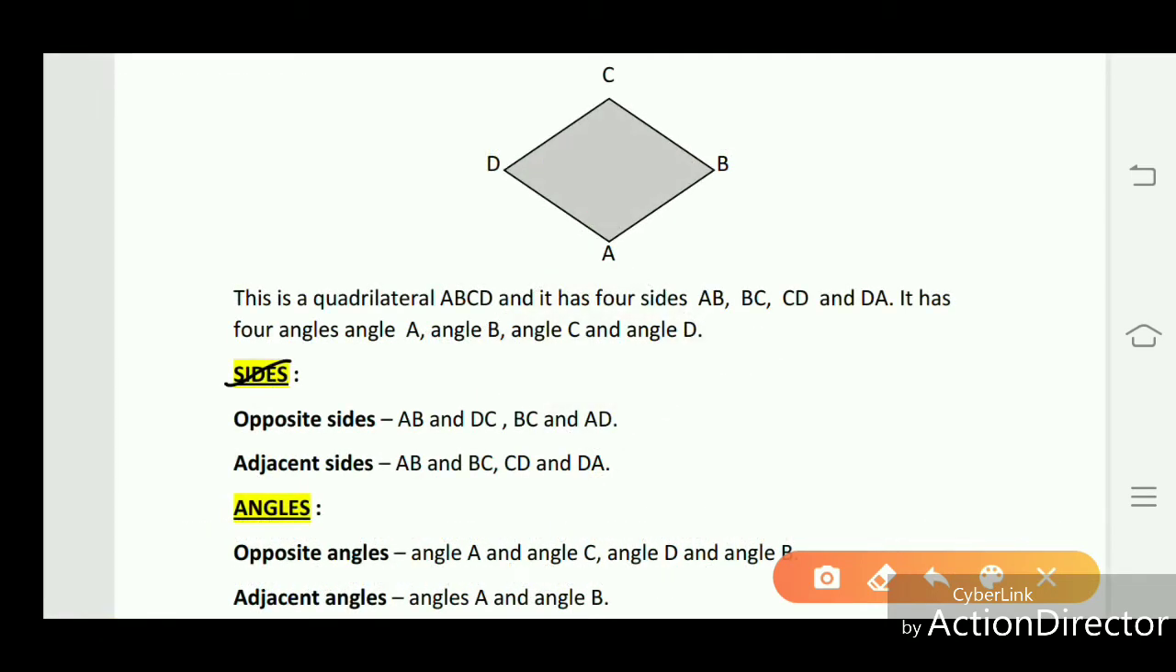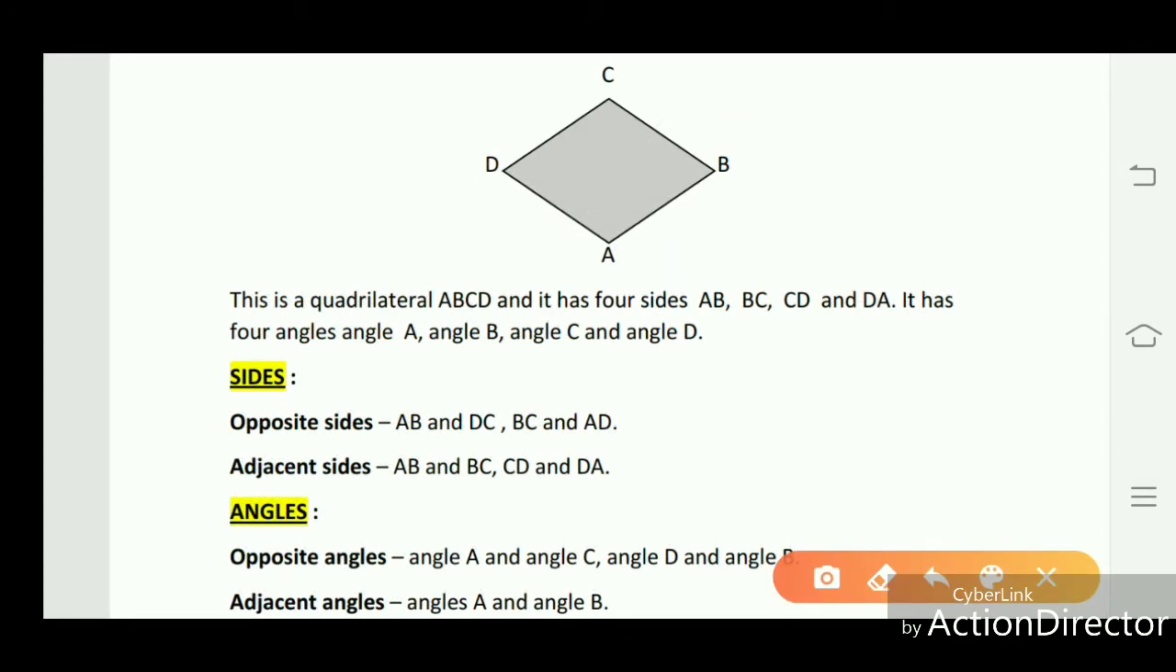Now, opposite sides: AB and DC. AB is this side and the opposite side is DC here. So these are opposite sides. The next pair of opposite sides is BC and AD.